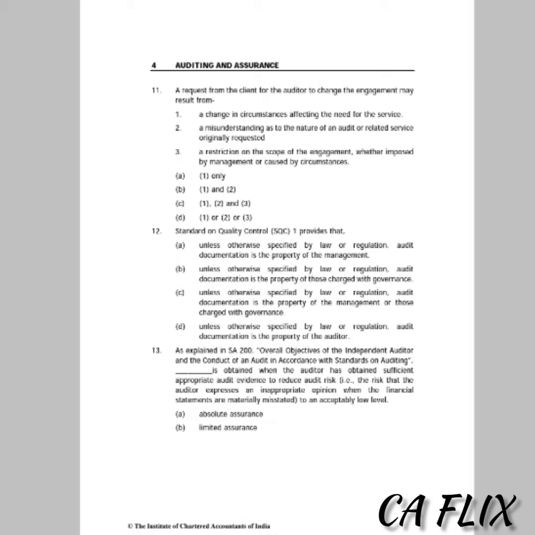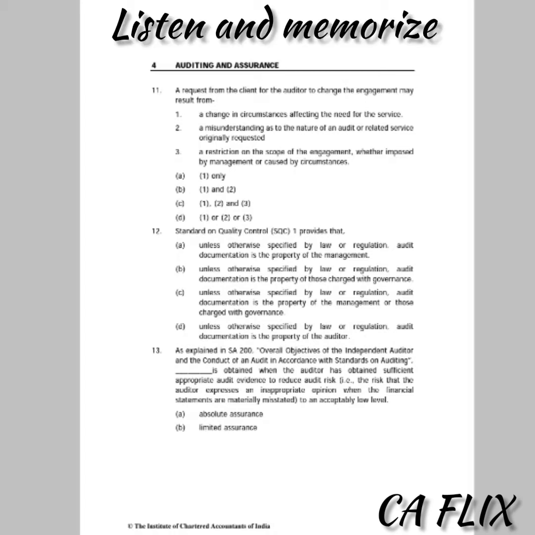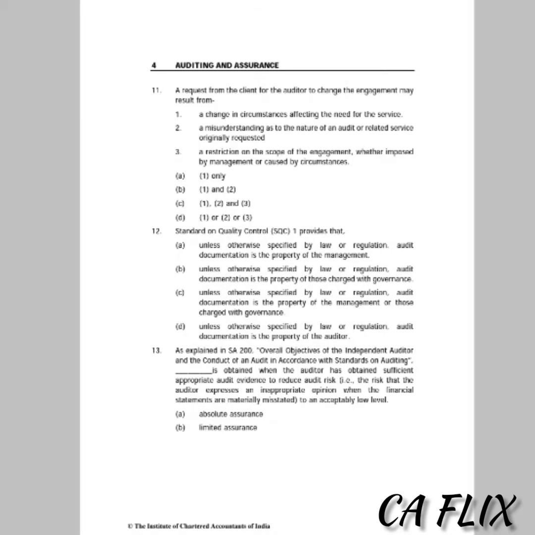Answer is option C, 1, 2 and 3. The request from the client for the auditor to change the engagement may result from a change in circumstances affecting the need for the service, a misunderstanding as to the nature of an audit or related services originally requested, or a restriction on the scope of the engagement, whether imposed by management or caused by circumstances.